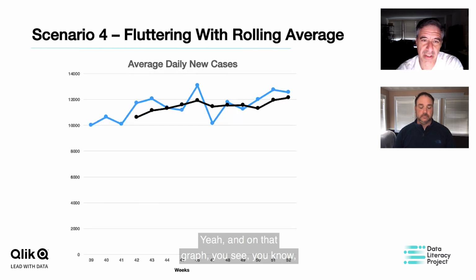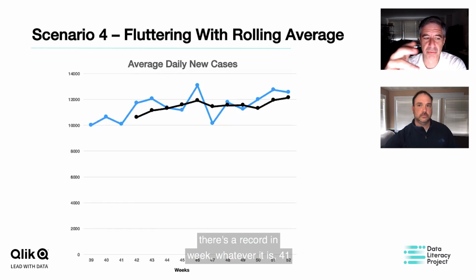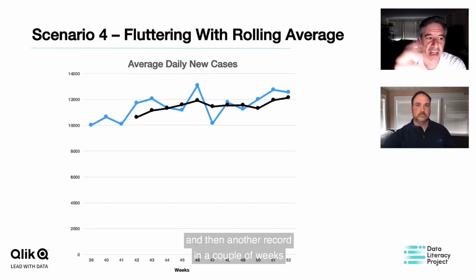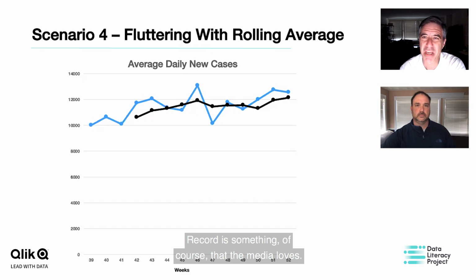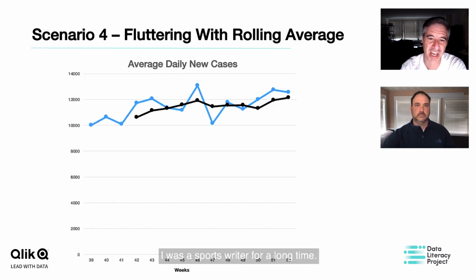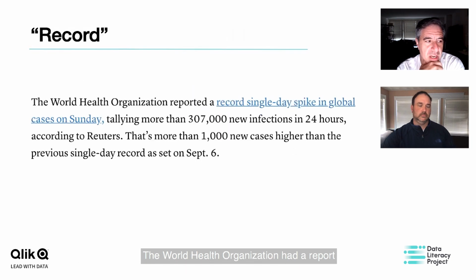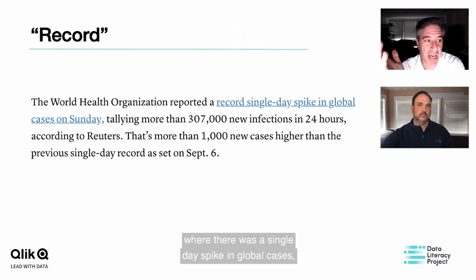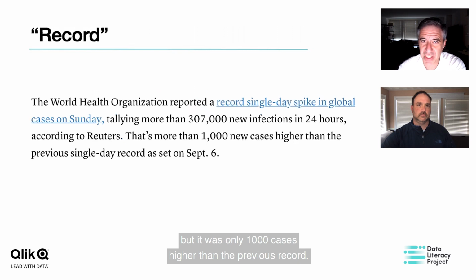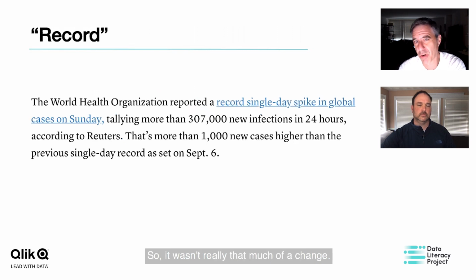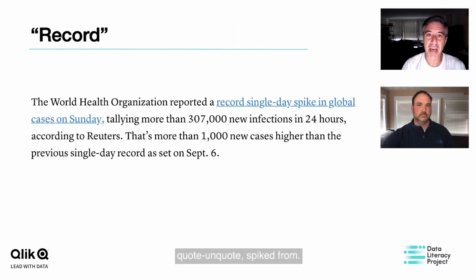Yeah, and on that graph, you see, there's a record in week, whatever it is, 41, and then another record in a couple of weeks, and then another record. Record is something, of course, that the media loves. I was a sports writer for a long time. Here's an example. The World Health Organization had a report where there was a single-day spike in global cases, 307,000, which is obviously a lot. But it was only 1,000 cases higher than the previous record, so it wasn't really that much of a change. They also didn't tell us what it, quote unquote, spiked from.